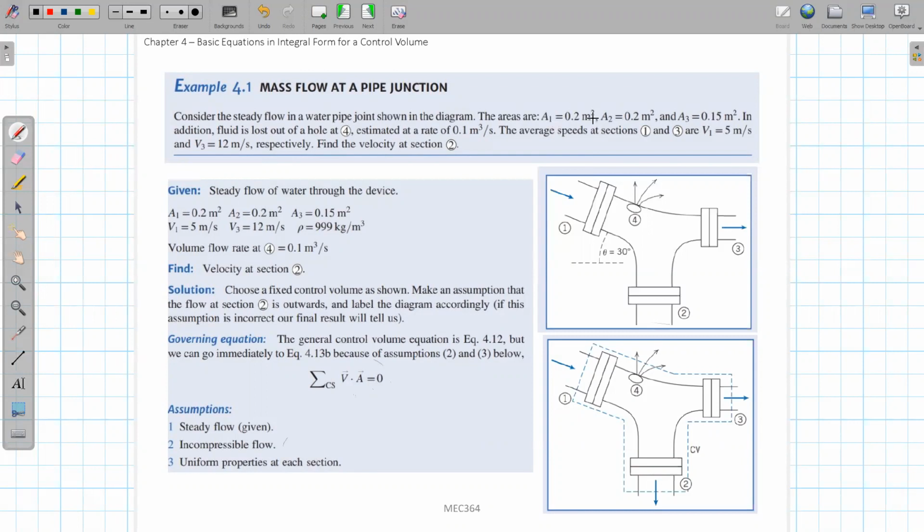For the inlet, we know the area A1 and also the velocity V1, so we know V1 times A1. For outlet 3, we also know the area A3 and the velocity V3. For this small hole 4, we know the mass flow rate directly, so we know what this V dot A result will be. The question is about location 2: this exit, where we know the area but not the velocity. The problem asks us to calculate the velocity.